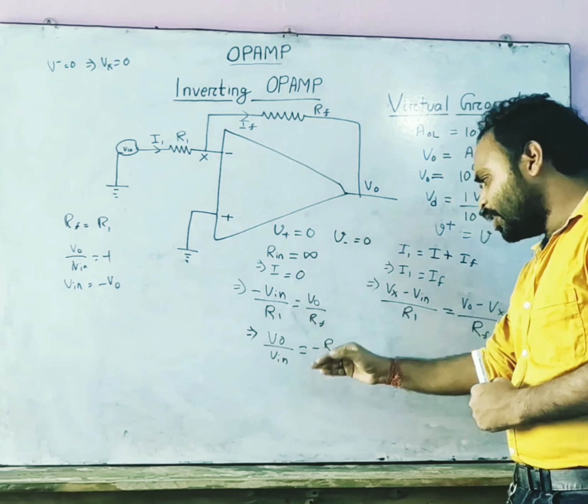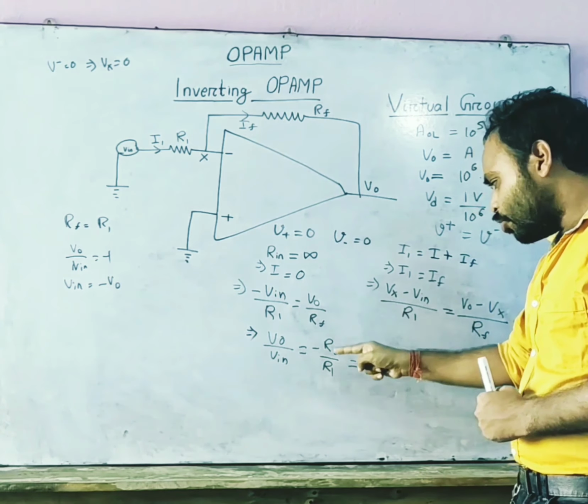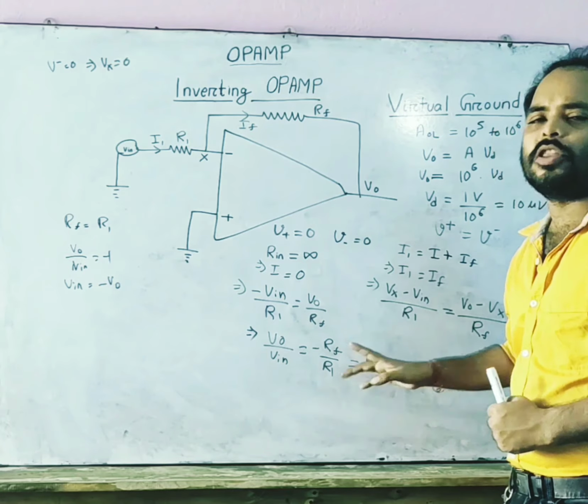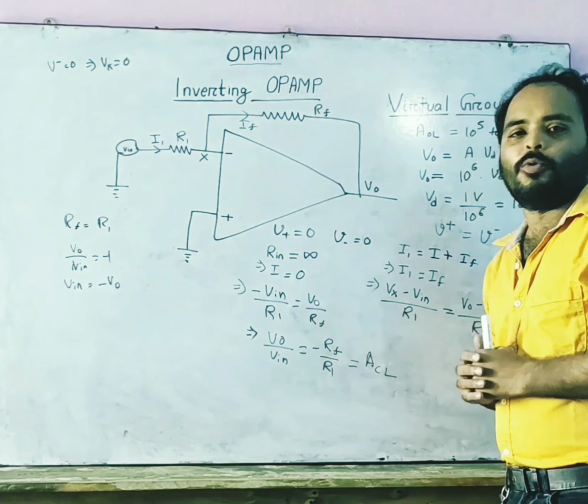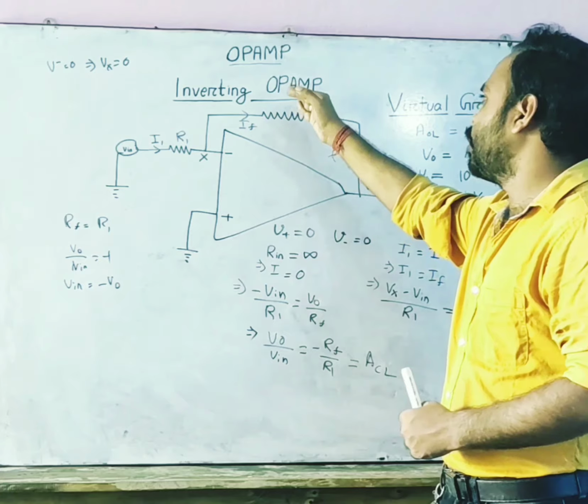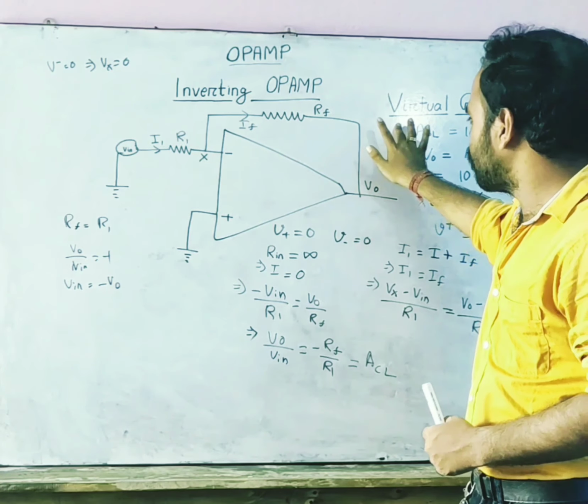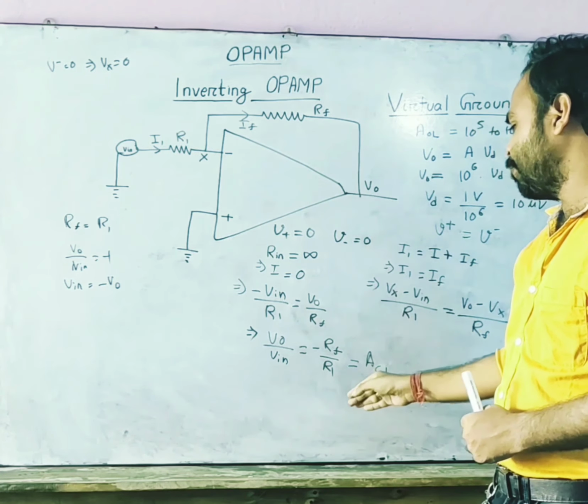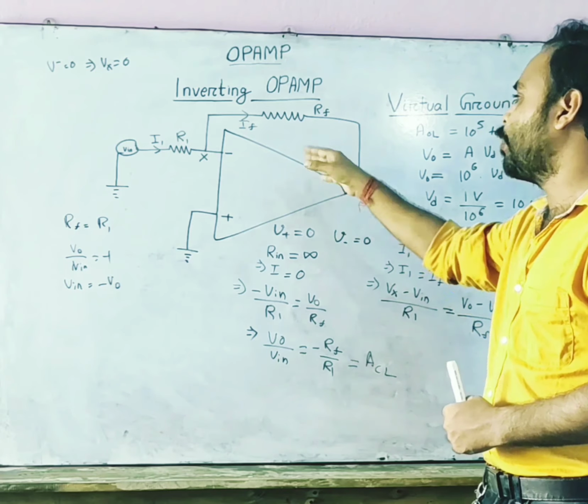Now, in this condition, we can conclude that the op-amp's gain depends upon the values of RF and R1. We have discussed the inverting op-amp, the conditions for virtual ground, and the expression for the closed loop gain of the inverting op-amp.